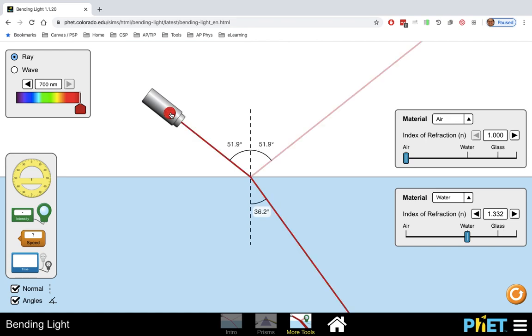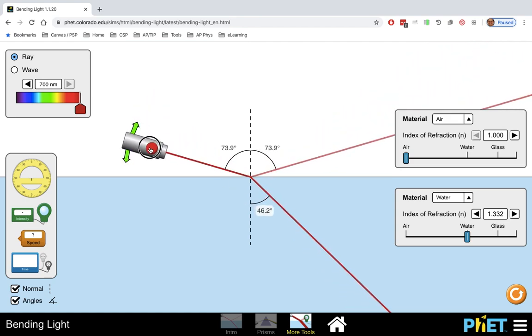So if I turn on the laser beam, the light shines, it hits the water right here. So this is air and this is water. And the angle of incidence in this case is 51.9, and the angle of refraction is 36.2. So it bends towards the normal. The interesting thing is that how much light bends actually depends really slightly on its color.